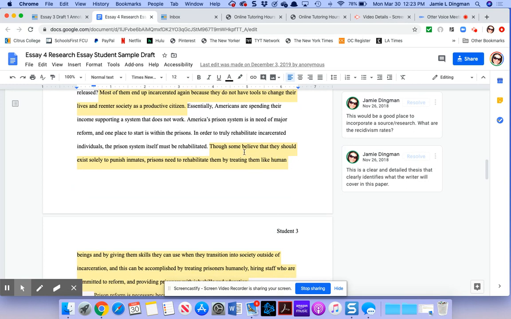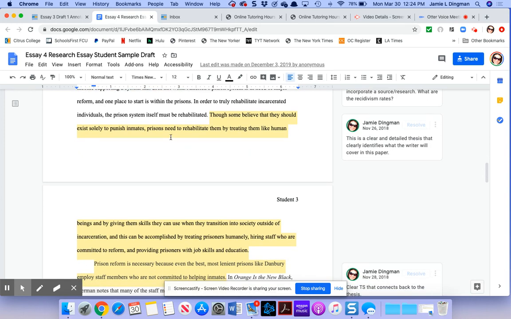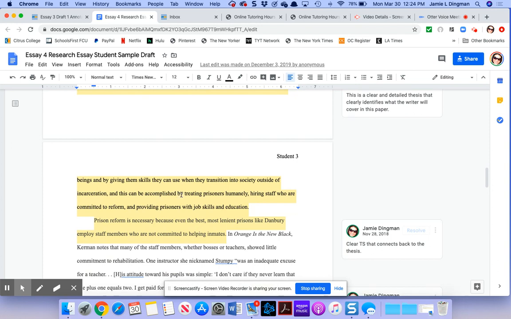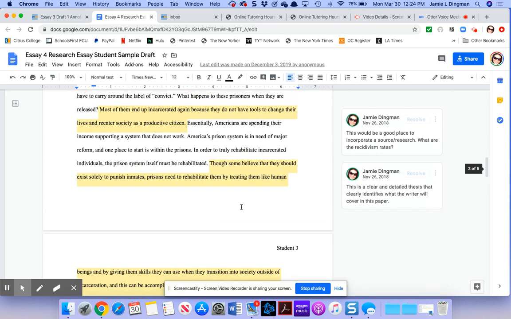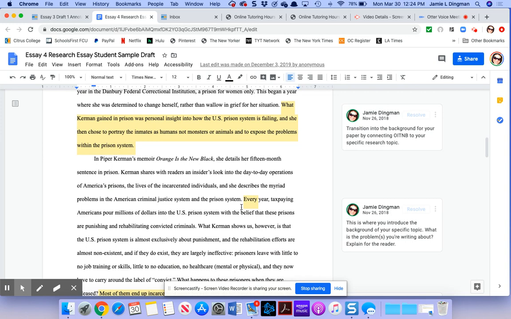America's prison system is in need of major reform, and one place to start is within the prisons. In order to truly rehabilitate incarcerated individuals, the prison system itself must be rehabilitated. Though some believe that they should exist solely to punish inmates, prisons need to rehabilitate them by treating them like human beings and by giving them skills they can use when they transition into society outside of incarceration. And this can be accomplished by treating prisoners humanely, hiring staff who are committed to reform, and providing prisoners with job skills and education. Okay, so overall, really strong background section.